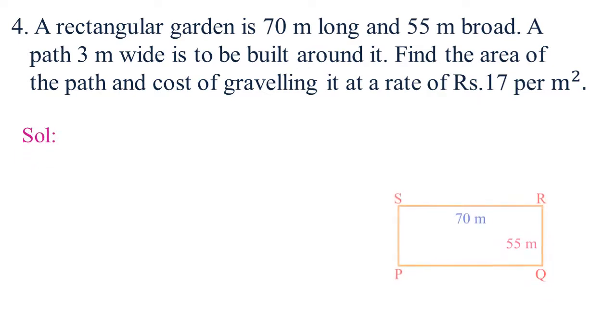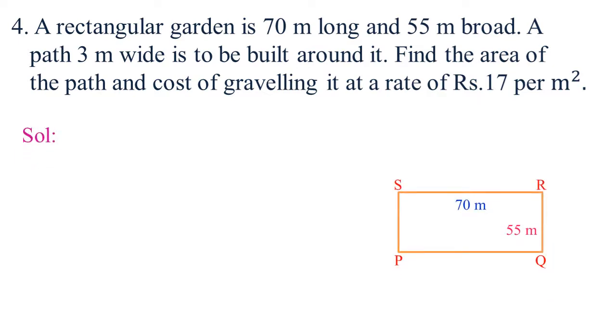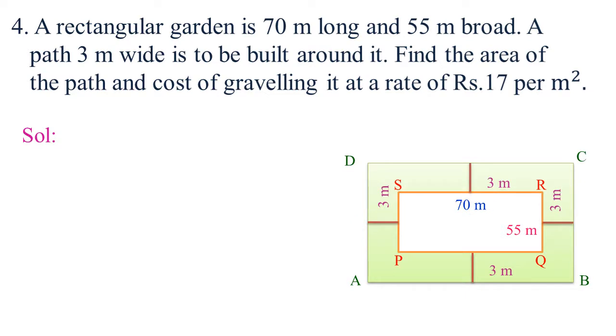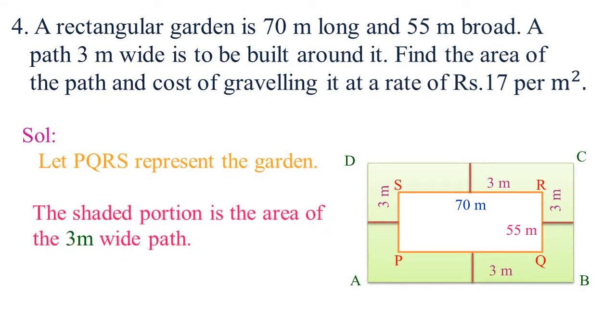So first we have to draw inner rectangle PQRS, length 70 meter, breadth 55 meter. Then a path 3 meter wide is to be built around it. Then draw outer rectangle ABCD and mark path 3 meter wide. Let PQRS represent the garden. The shaded portion is the area of the 3 meter wide path.